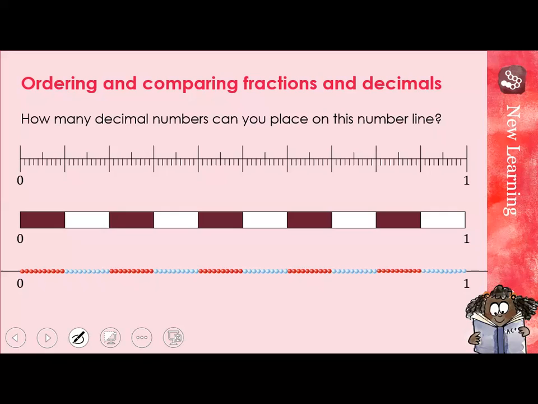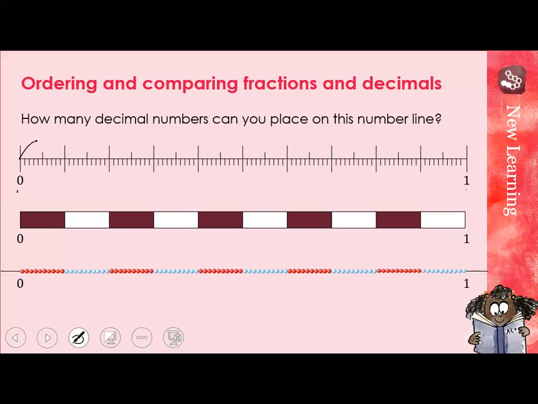Okay, here are some different representations of one whole. And we know it's one whole because it starts at 0 and it ends at 1. So we have a number line at the top. In the middle, we have a number stick. And at the bottom, we have a bead string, which we were working with last lesson. So let's firstly have a look at the number line at the top. It starts at 0 and it ends at 1.